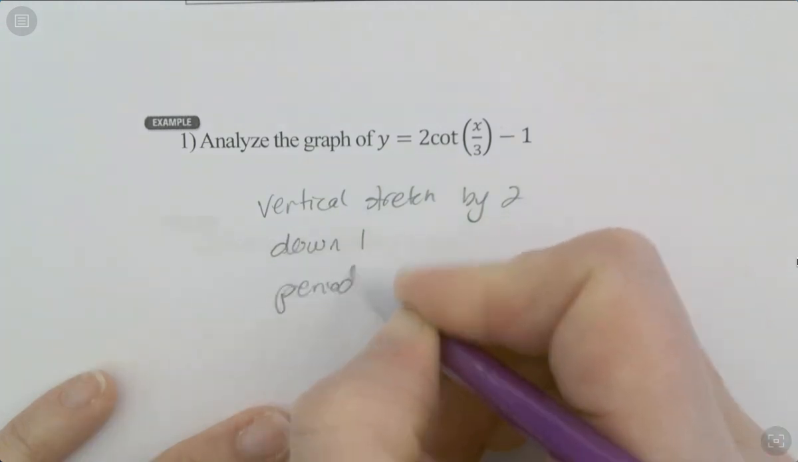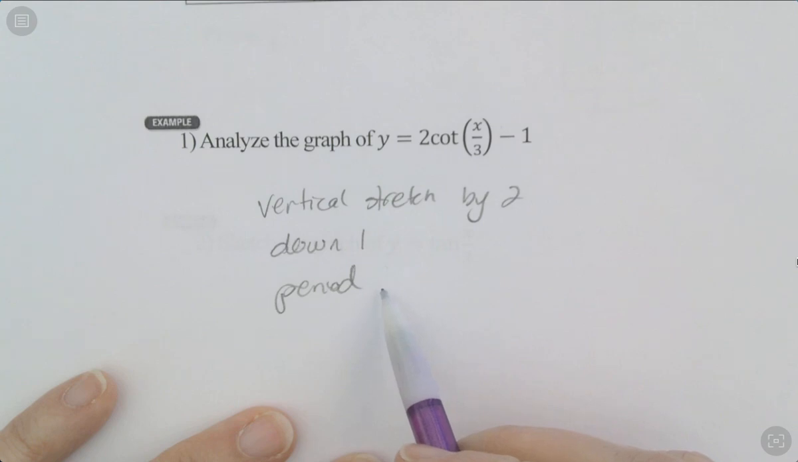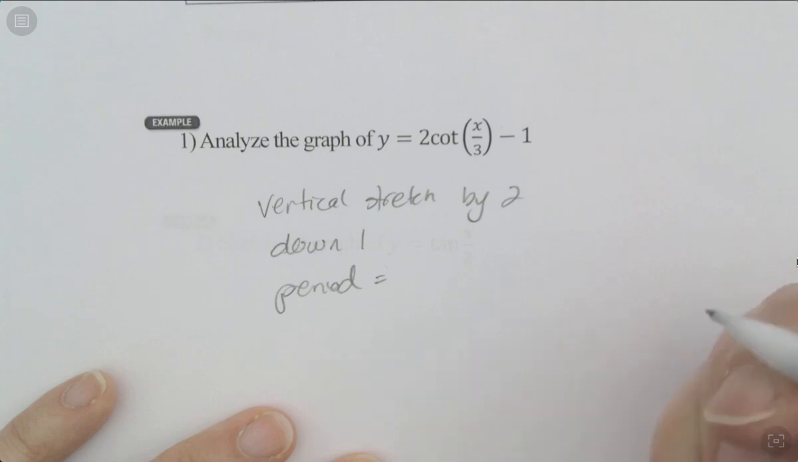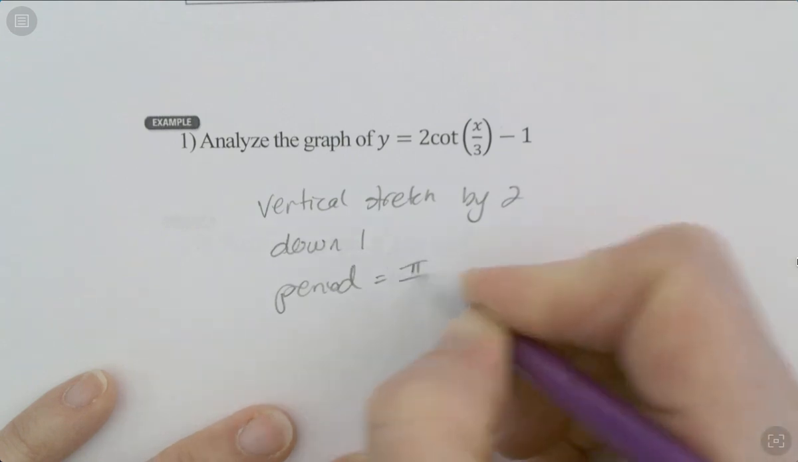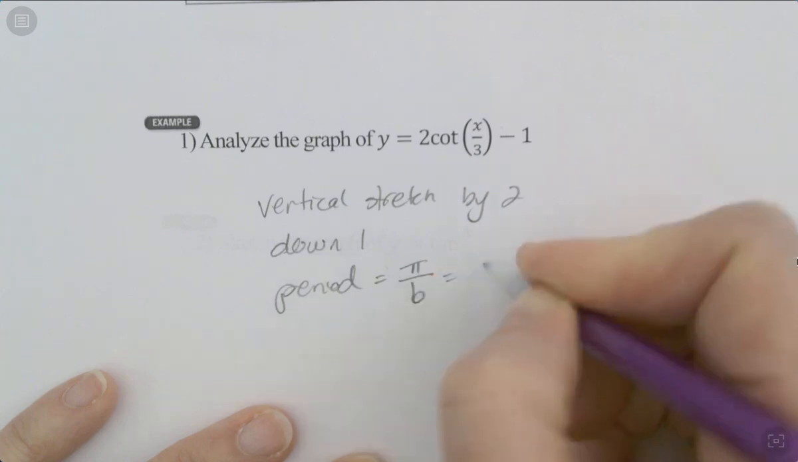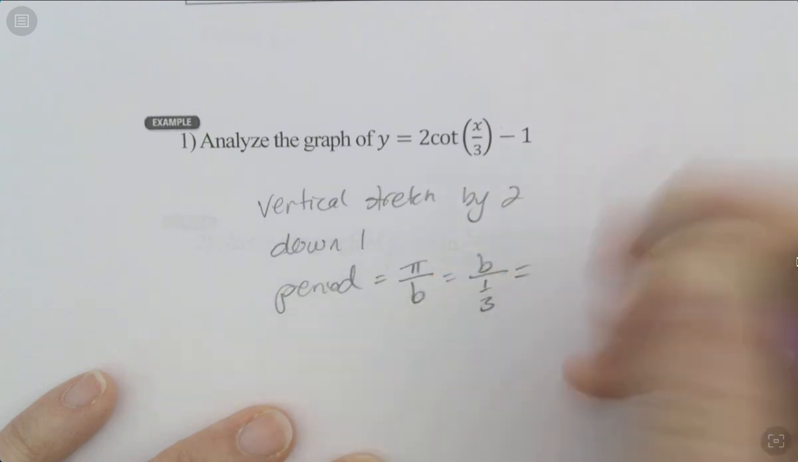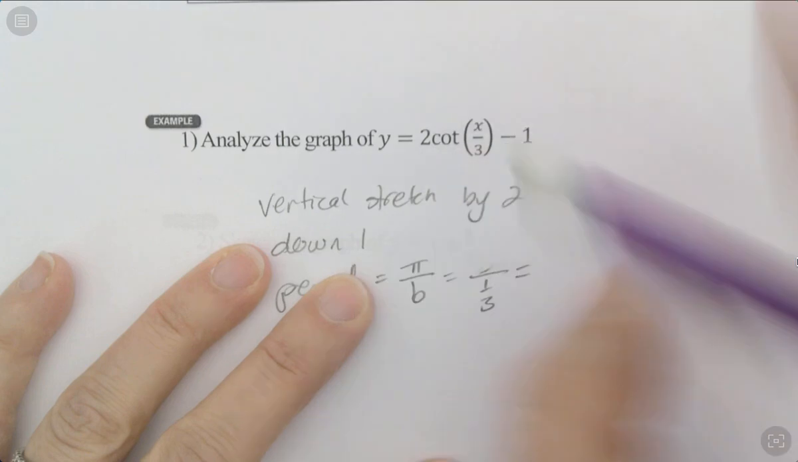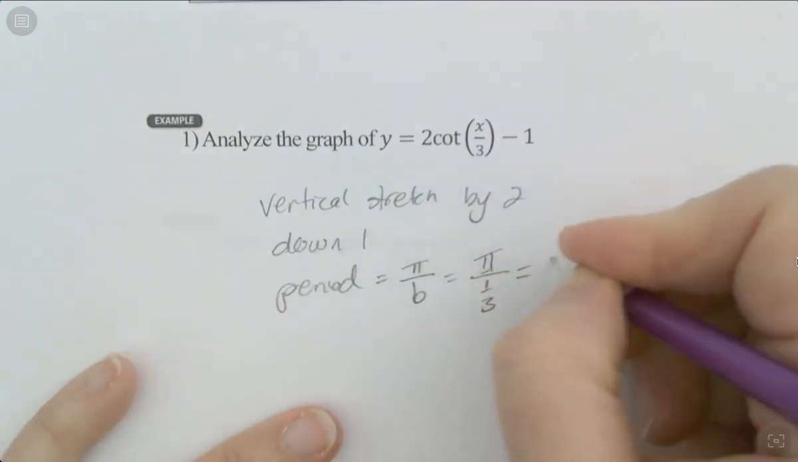Now remember when we did the period with the sine and the cosine, it was 2 pi divided by b, because our mother function had a period of 2 pi. Well, now we've got periods of just 1 pi. So this period is going to be pi divided by b. So pi divided by a third. Whoops, I said pi, wrote b. So yeah, 3 pi.